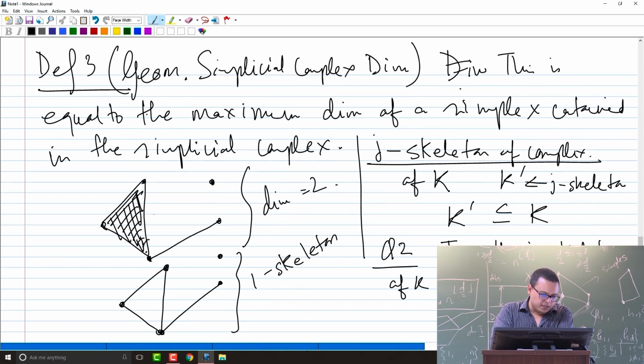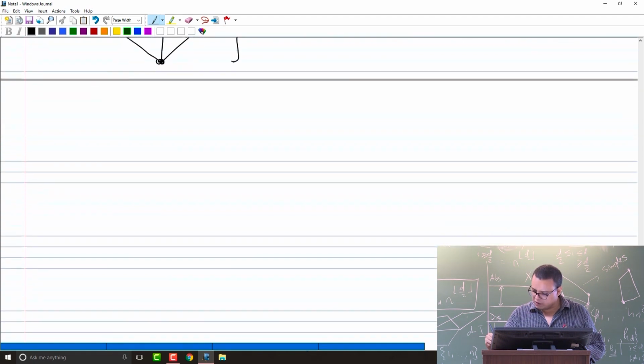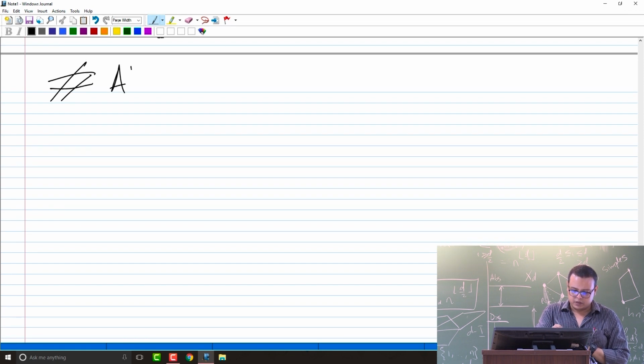So, this one had 0 dimensional simplices, 1 dimensional simplices and a 2 dimensional simplex. The one skeleton of it will have all the 0 dimensional and all the 1 dimensional simplices. The triangle is not present, the interior is not present. So, these are what are called geometric simplicial complexes. Okay. So, there is another thing called abstract simplicial complexes. These are much easier to define.